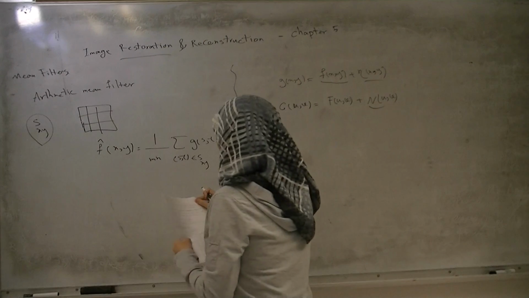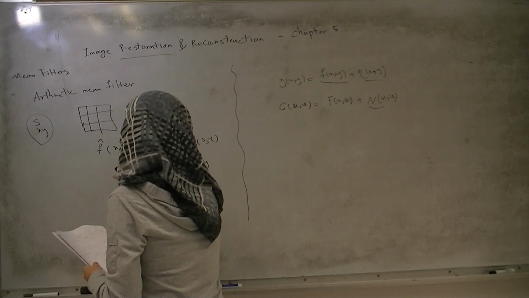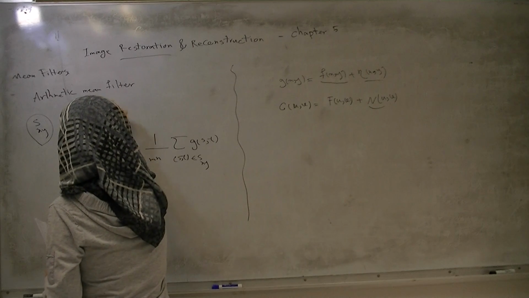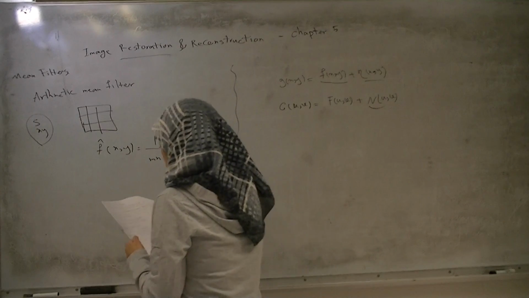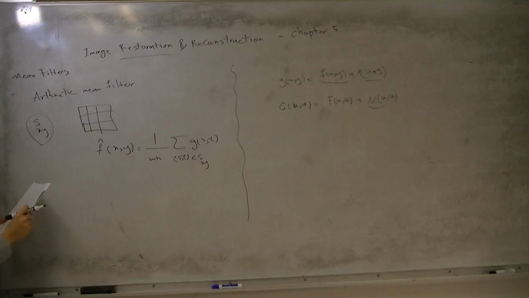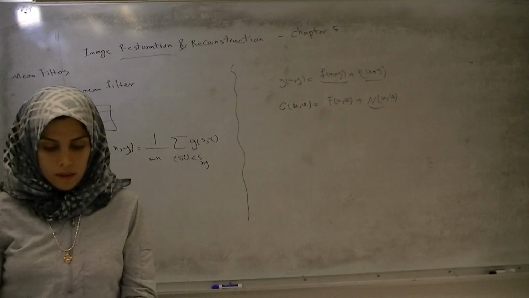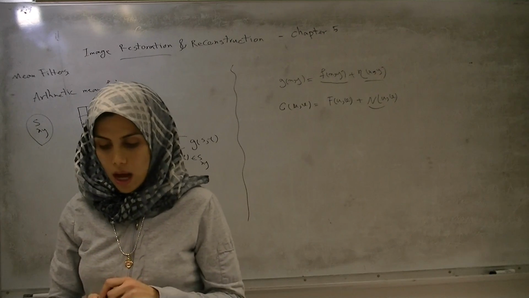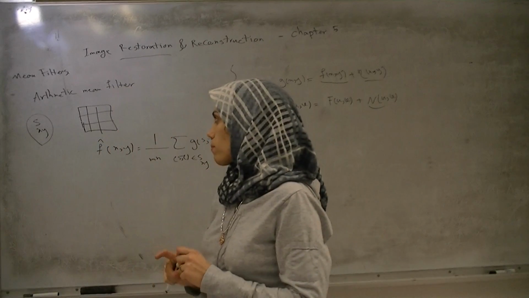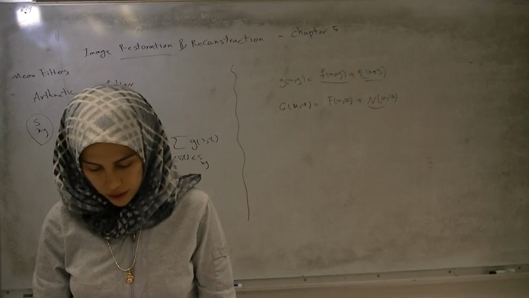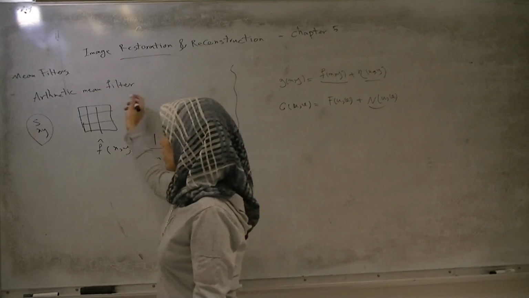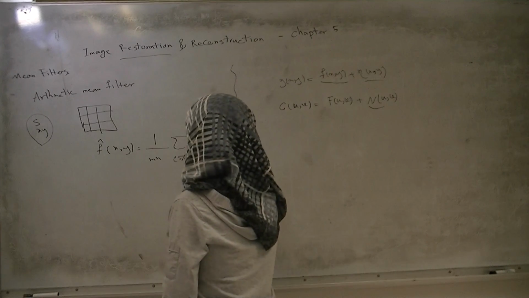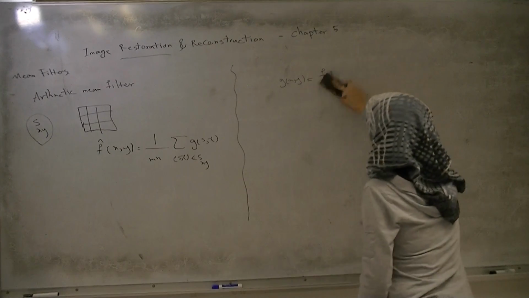So we just find the arithmetic mean of all of the pixels here and just put it there in the formula. The arithmetic filter can smooth the local variation in the image, so it can be used for noise reduction. But this one is one of the simplest noise filters.